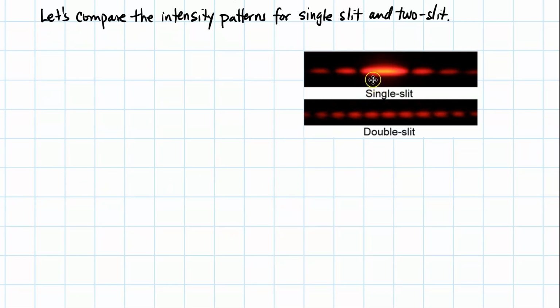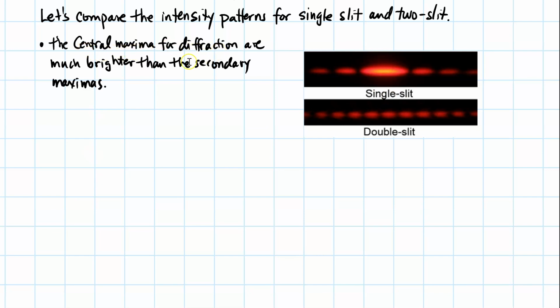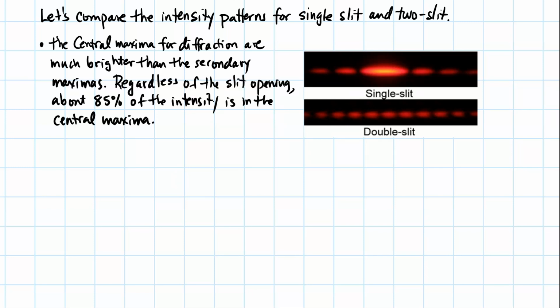When you look at the single slit versus the double slit, in the double slit these intensities are all the same. Not true for the single slit. That is, the central maximum for diffraction is much brighter than the secondary maxima. Here's the central; these are the secondaries. Regardless of the size of the slit opening, about 85% of the intensity is in the central max. When you look at all of the secondary maxima, they get about 15% of the light.